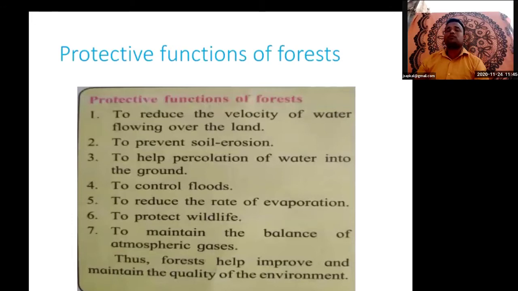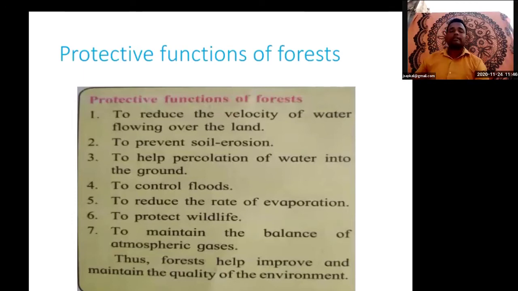Once you visit the forest, you will feel a very pleasant atmosphere, because there is a large amount of oxygen there. It always helps to maintain the oxygen. So these are the protective functions of the forest. Forests help improve and maintain the quality of the environment. Environment is a vast concept. Environment means there are many gases. So it helps to protect the environment and improve its quality. This is the protective function of the forest.